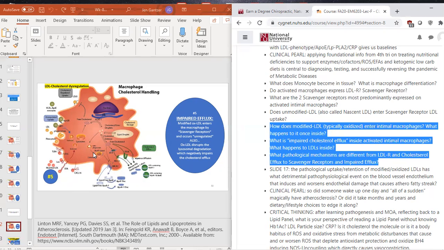Guess what? They get inside. Guess who's inhibited? Your lysosomes don't work. Your foam cells have disrupted, dysfunctional lysosomes. So there's no breaking down.